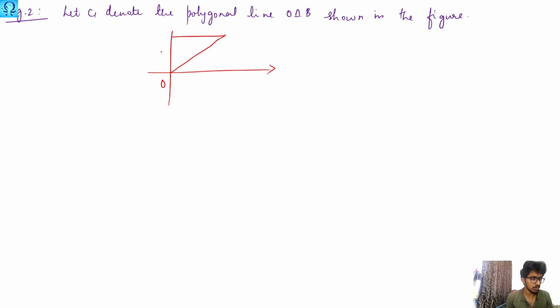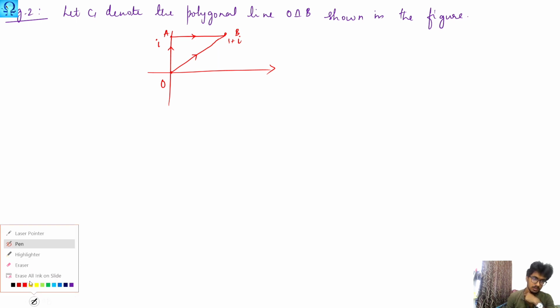Okay, this is O, this is A, and this is B, and this point is 1 plus iota, and this point is simply iota, and we know this is the origin. So this goes this way, this direction, this goes in this direction, and here it goes in this direction. Okay, and let us see what else is given in the problem.